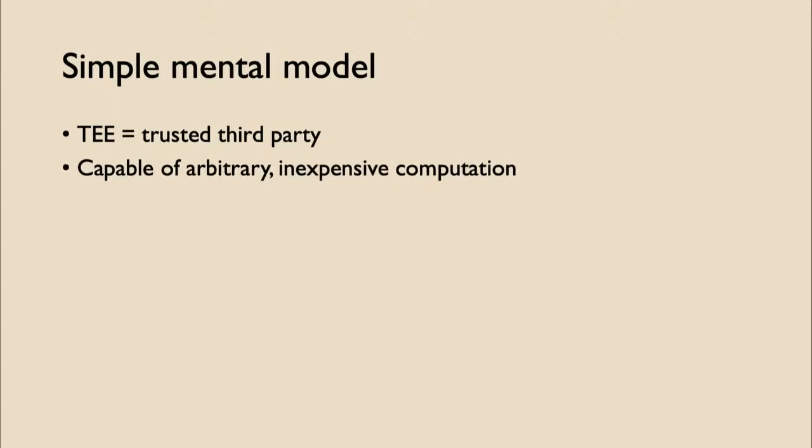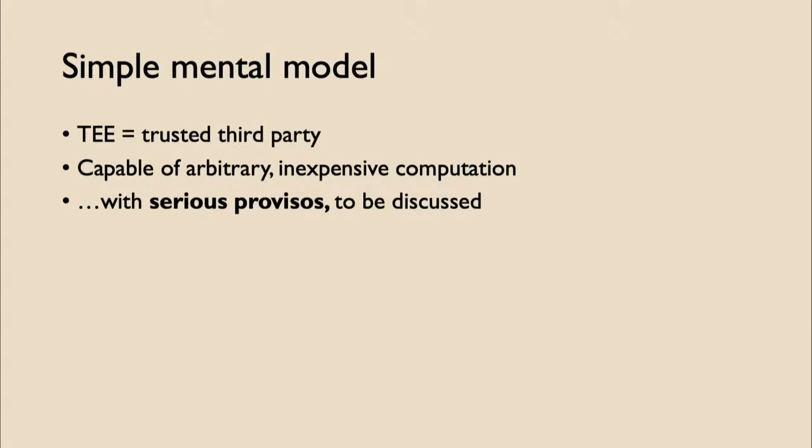TEs are capable of arbitrary, inexpensive computation, in the sense that they execute natively, almost at the speed of native CPU. And so you don't incur the massive overheads of complex cryptographic primitives like zero-knowledge proofs, MPC, fully homomorphic encryption, or whatnot. But all these nice properties come with some serious provisos, and I'll discuss those as well towards the end of the presentation.